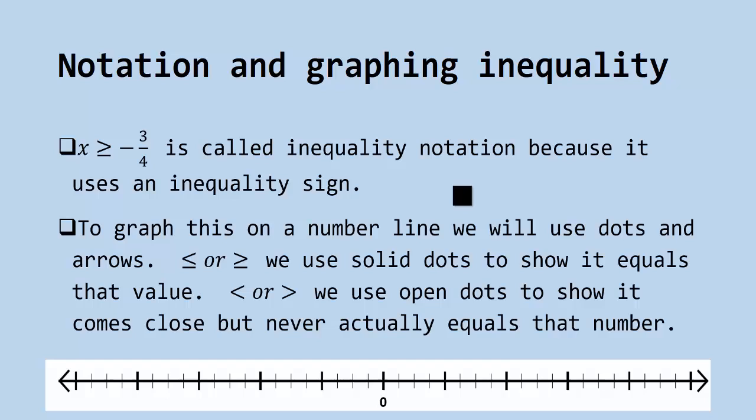So if I were to go ahead and graph this, I'm going to start at negative 3/4. So I'm going to take my number line, starting at 0, and I'm going to go down to negative 3/4.